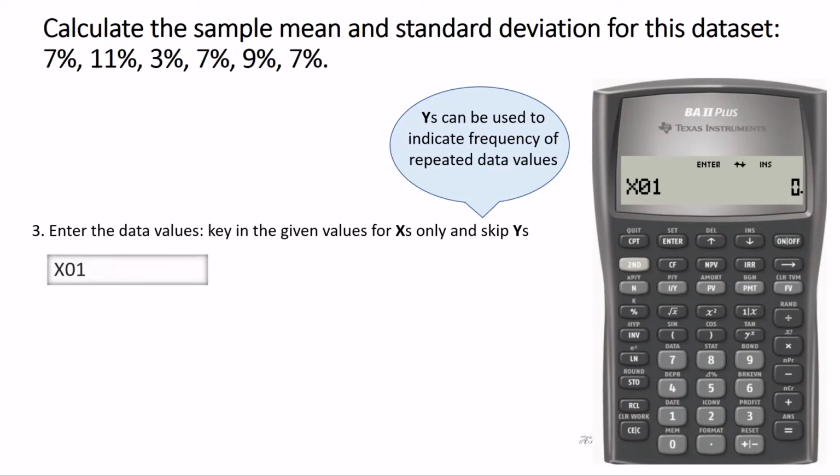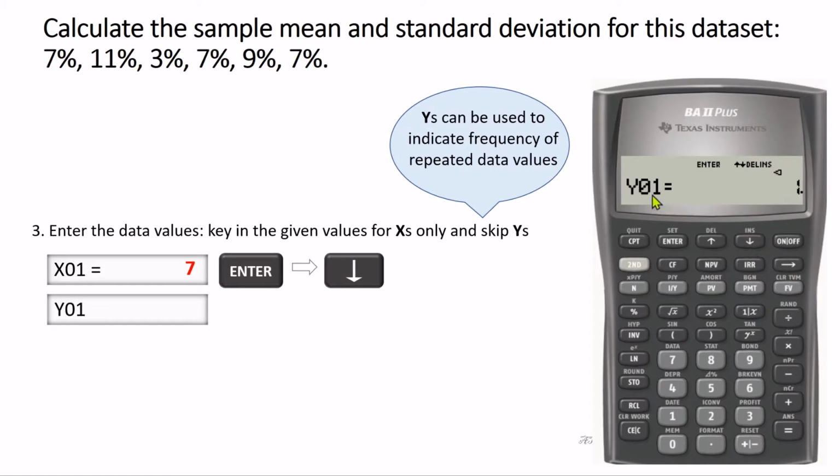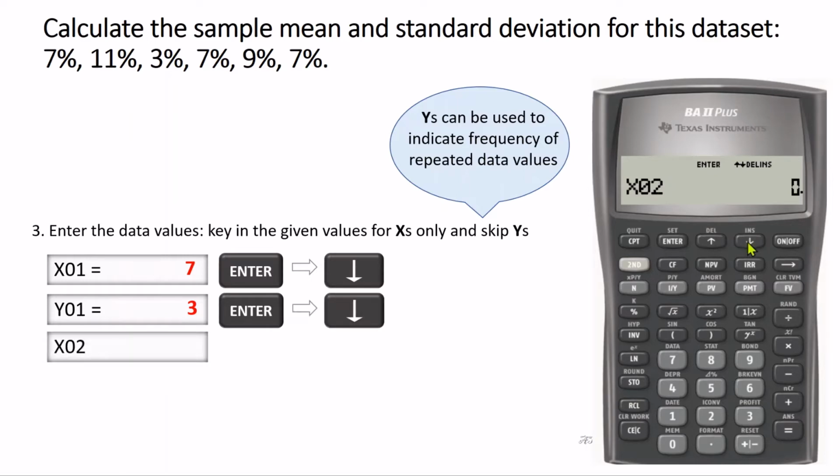Our first data value is 7. So I key in 7 and I press enter. I use the down arrow key to go to Y1. Y1, as I said, we can use to indicate the frequency of a particular number that is repeated in the set. In this case, 7% is repeated 3 times, so I can just enter 3 to tell the calculator that 7% is repeated 3 times in the set. Now we use the down arrow key to move on to the second entry.